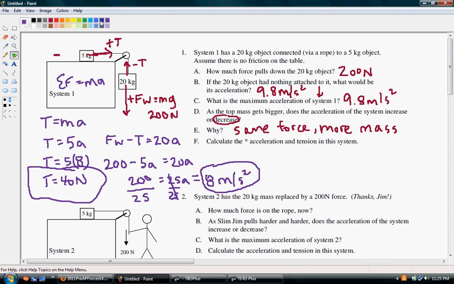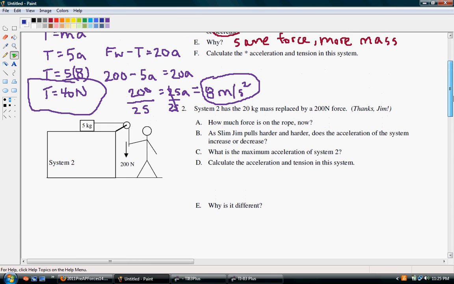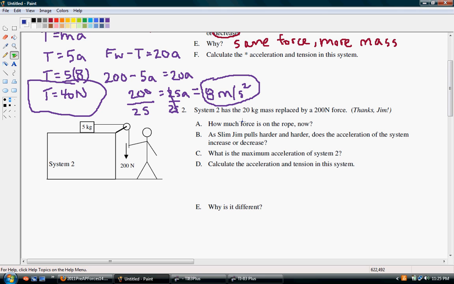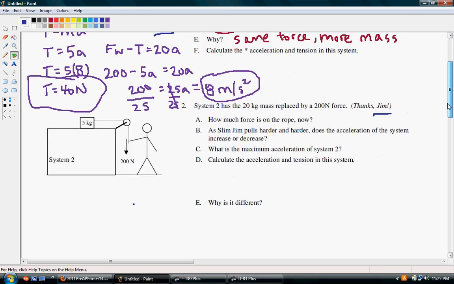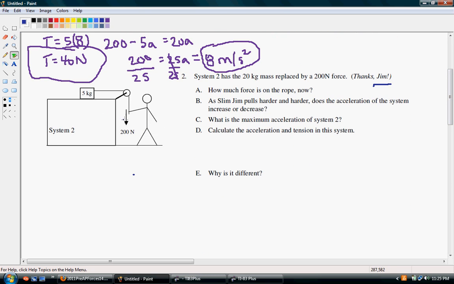Alright, for the second problem, it says system 2 has a 20 kilogram mass replaced by a 200 Newton force. So Jim is going to apply a 200 Newton force downward, okay? Now notice that the force of weight for the 20 kilogram mass up here is 200, which is equal to the force that the person is applying. Now, how much force is on the rope now? Well, we're pulling 200 newtons on the rope.